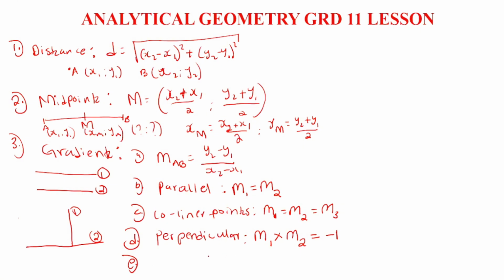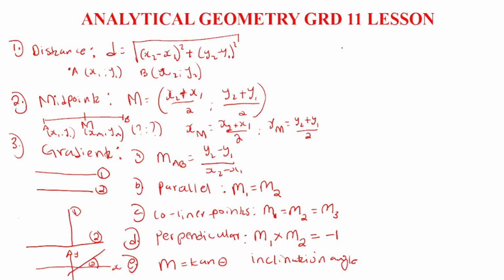And then lastly, E under gradient should say m is equal to tan theta. This refers to the angle of inclination. What does this mean? This is the angle that the line forms with the x-axis. So therefore, let's say that this is your x-axis. That's the y-axis there. Then there's a line here somewhere. This angle here is the angle of inclination. That's what they're referring to. The angle of inclination is the angle that the straight line forms with the x-axis.